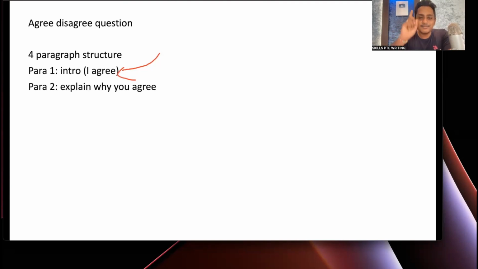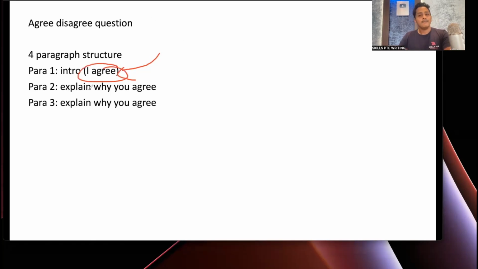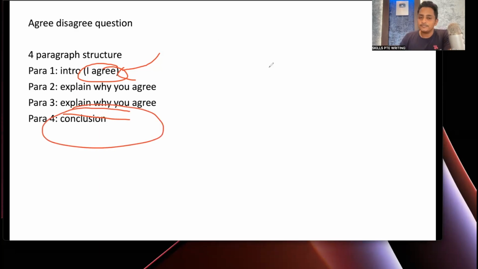Second para, you have to explain why you agree. Third paragraph, also you need to explain why you agree. No disagree part. Disagree in one line, you can mention in para 3. Otherwise, you do not have to explain para 3 with disagreement, because you are not disagreeing, you are agreeing. Para 2, explain why you agree. Para 3, also explain why you agree. And para 4, summary of para 2 and 3. Whatever you have written in para 2, summarize it in one line. Whatever you have written in para 3, summarize it in one line. That will be your conclusion.